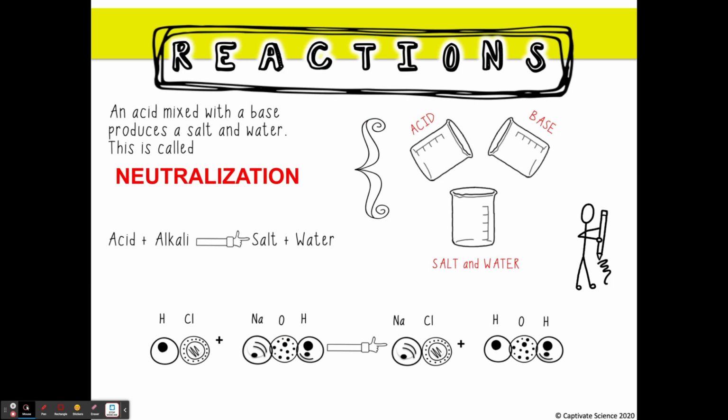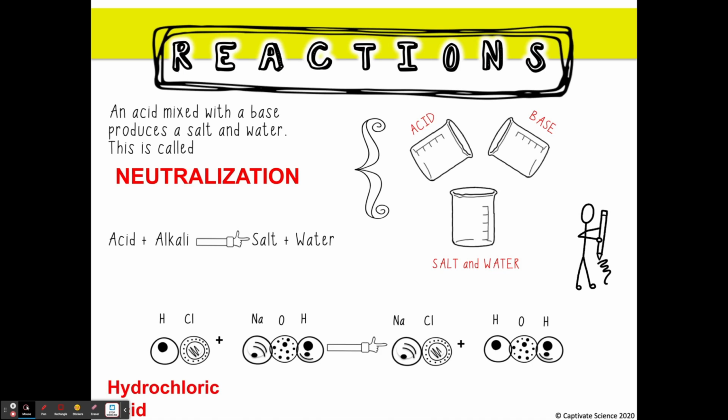All right, let's talk about reactions here. So this is where we get into a little bit of complicated chemistry that you will see again in 9th grade, but it's worth mentioning. So an acid mixed with a base produces a salt and water. This is called neutralization. All right, so if you mix the two together, you will get not just water, but also a salt.